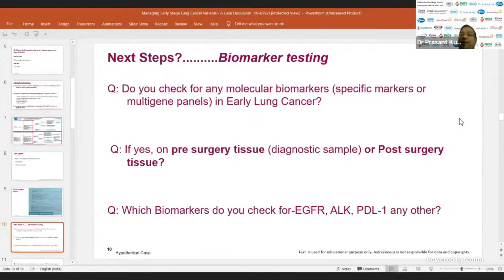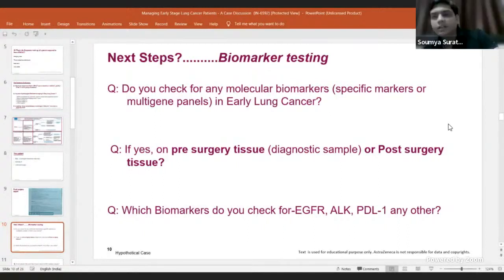But of late, even I have advised, we rarely see an early stage lung cancer either for neoadjuvant or adjuvant therapy. So I have advised one or two patients. So I have started doing EGFR, especially EGFR and PDL1, not others. But these two, if someone is having stage 1B or more than that, I am doing EGFR, and for stage 2 onwards, I am doing PDL1 also.